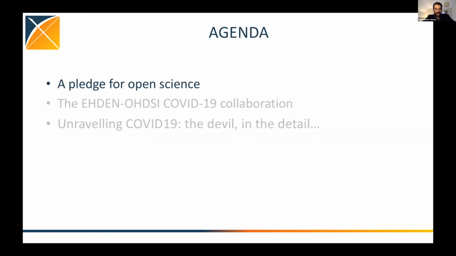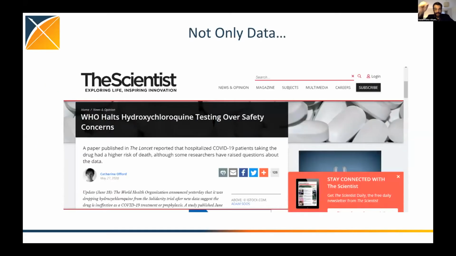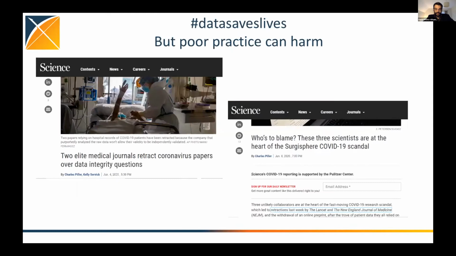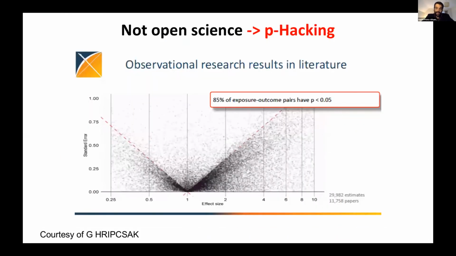So to start with a pledge for open science, I think we have all learned during these last few months that, of course, data can save lives if given to the right people and in the right hands and with the right parameters, but data can also be harmful. And we've learned this very painfully through the Surgisphere scandal. There is also in the past a lot of evidence that data, when left to its own devices and not handled appropriately, can lead to lots of trouble.